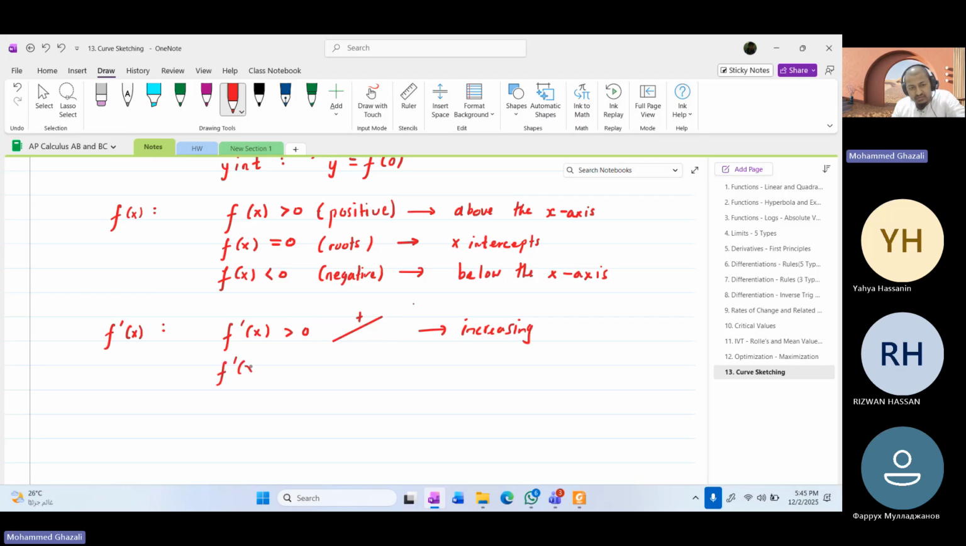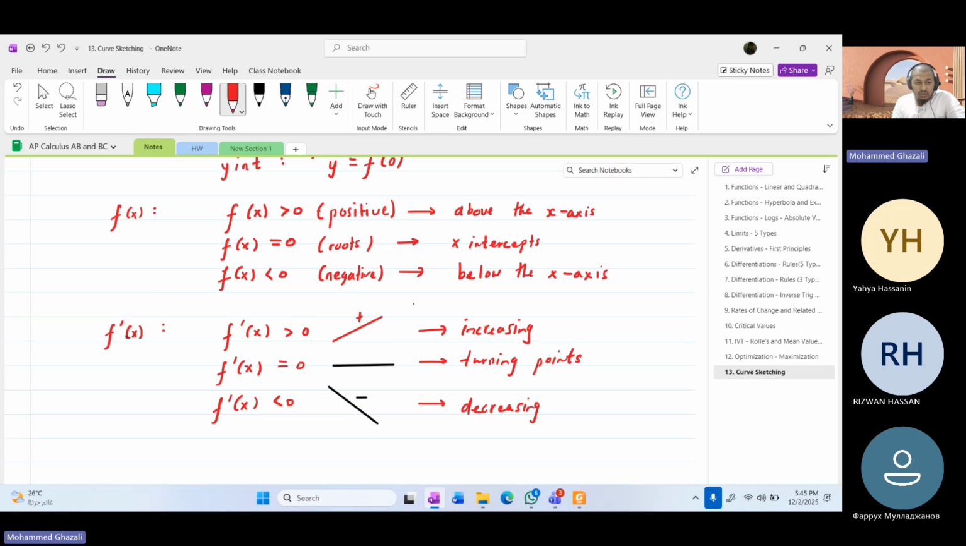When f prime x is equal to 0, we are looking for horizontal tangents. In other words, when the slope is 0, we're looking for turning points, or horizontal tangents. When f prime x is less than 0, we're looking for when the slope is negative, when the function is decreasing.